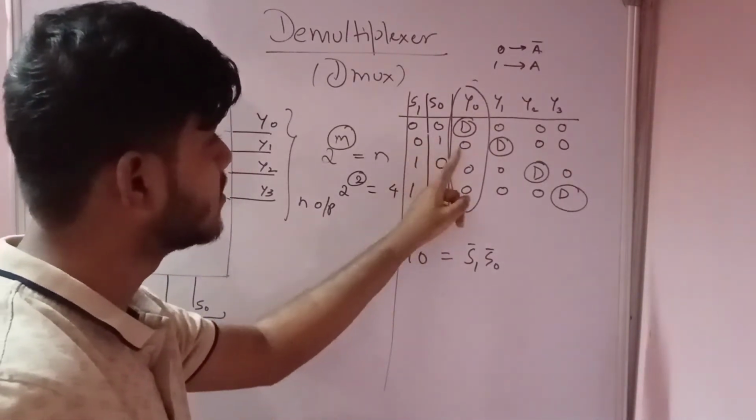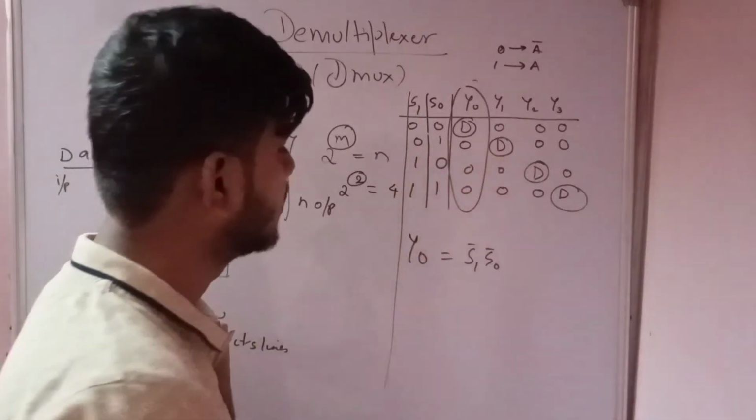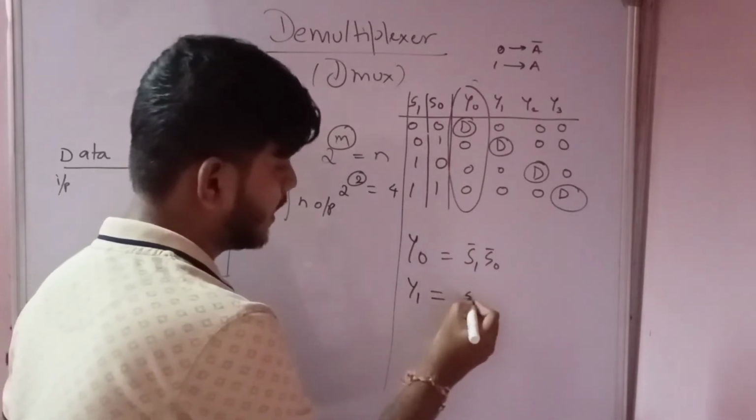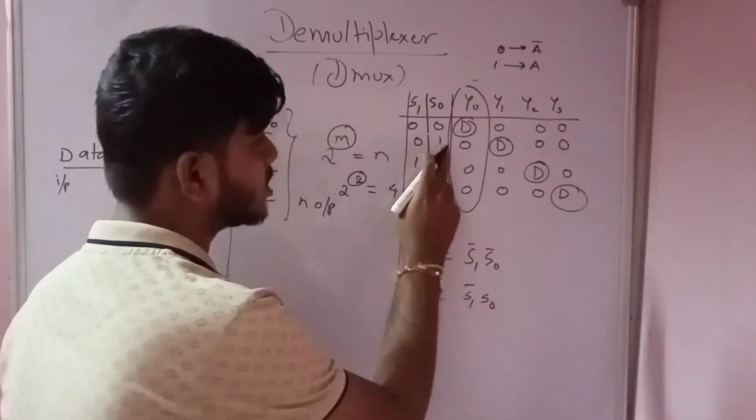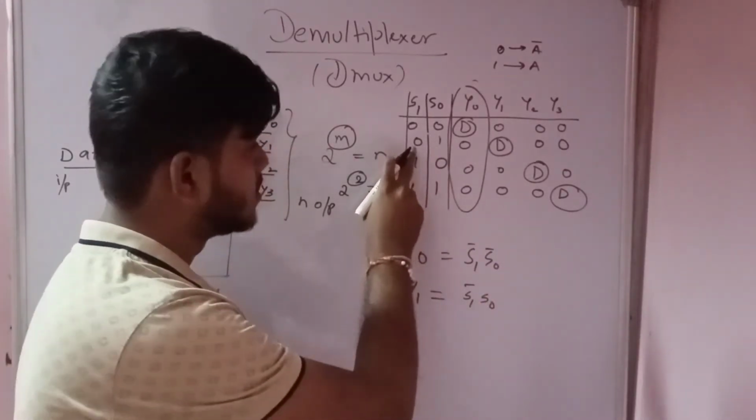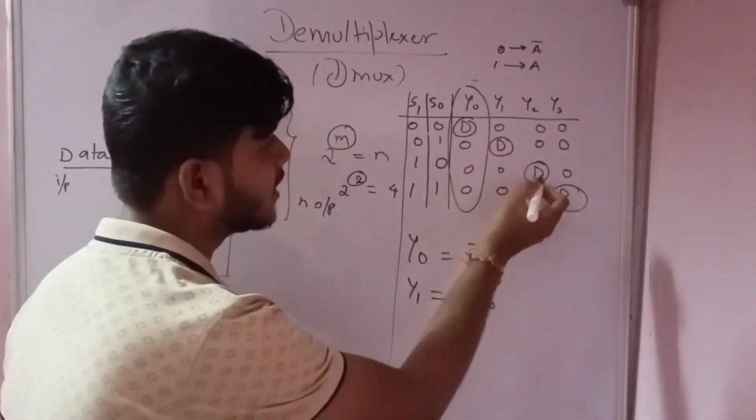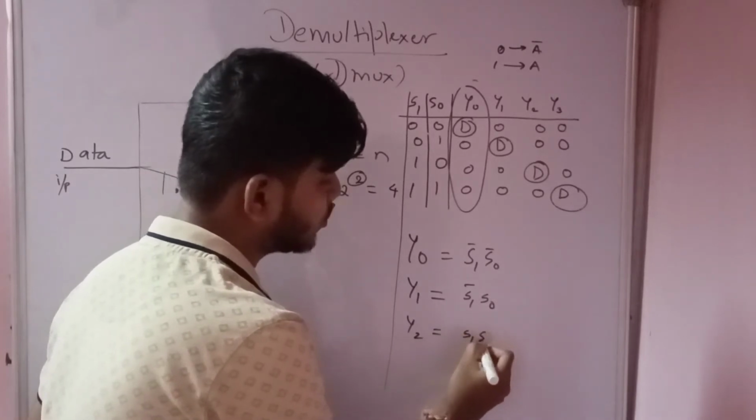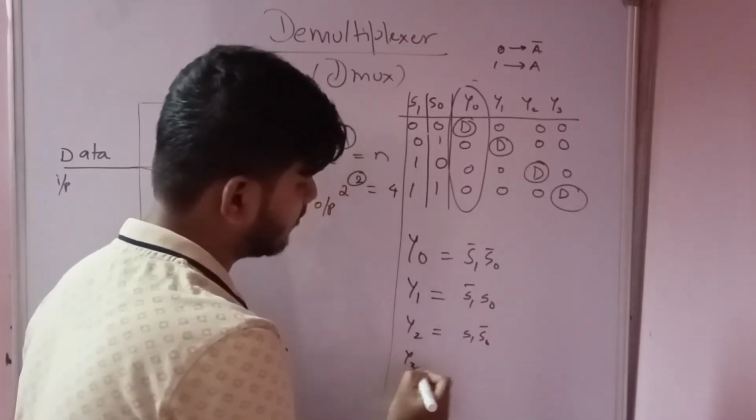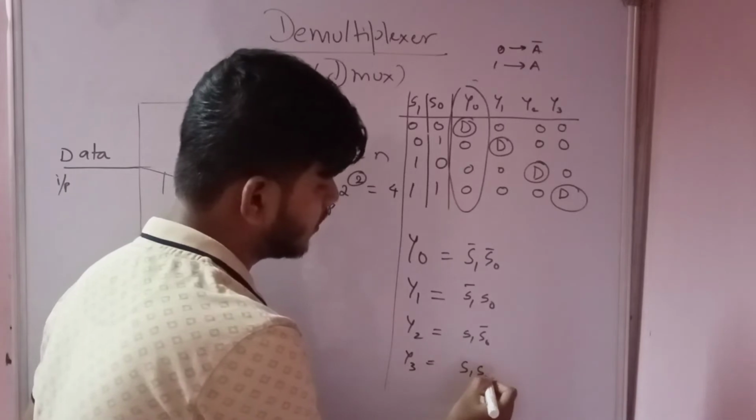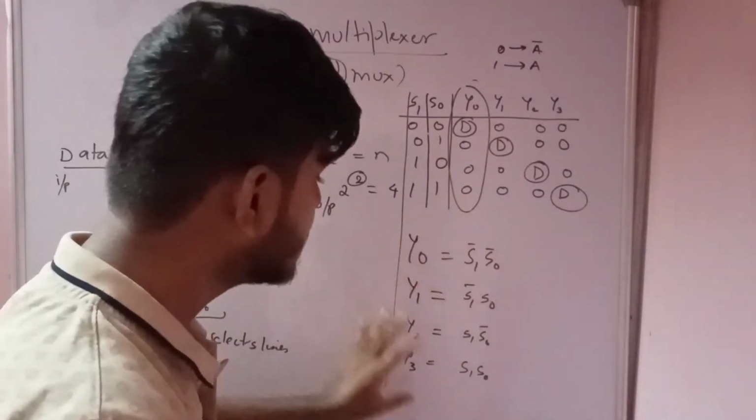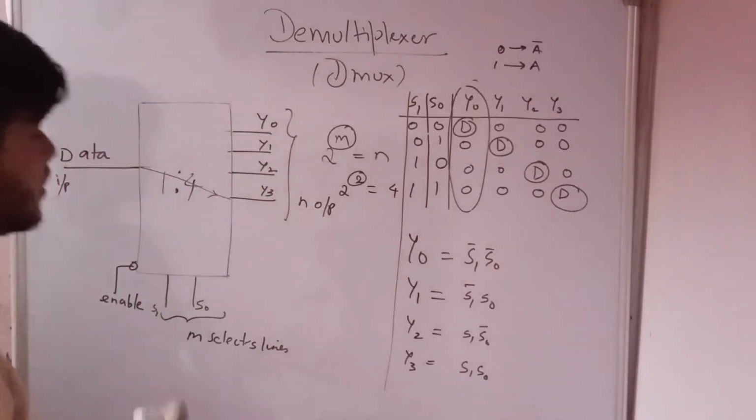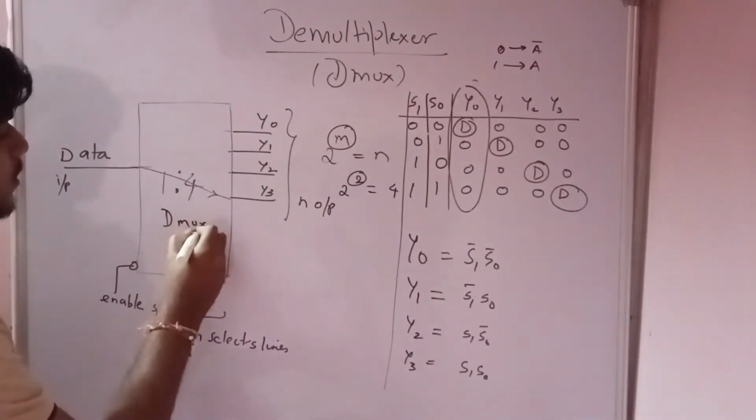In similar lines we have Y1, which will be equal to S1 bar S0, because S0 is 1 and S1 is 0. Then we have Y2 on a similar basis as S1 S0 bar, and we have Y3, which is S1 S0. So this is how we get the expressions for the 1:4 demux.